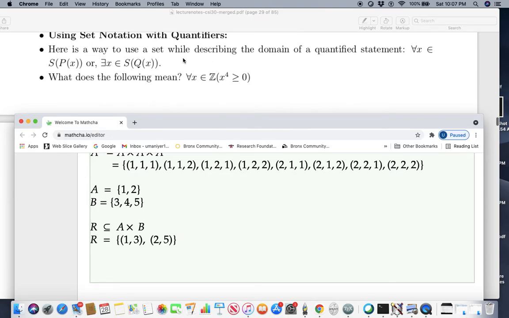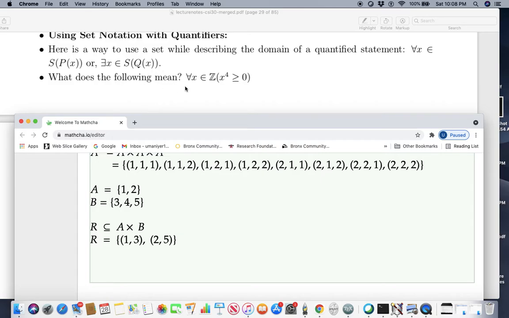Okay? Using set notations with quantifiers. Here is a way to use a set while describing the domain of a quantified statement. For all x element of S of P of x. So, this P of x represents a predicate, or what do you say? A proposition, okay? A propositional function, or there exists x from S with a proposition.